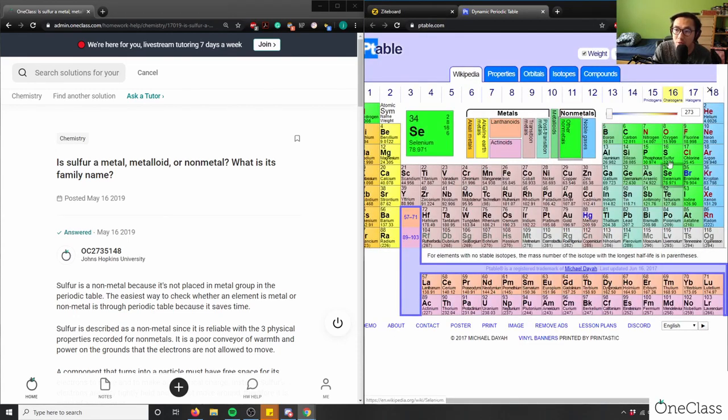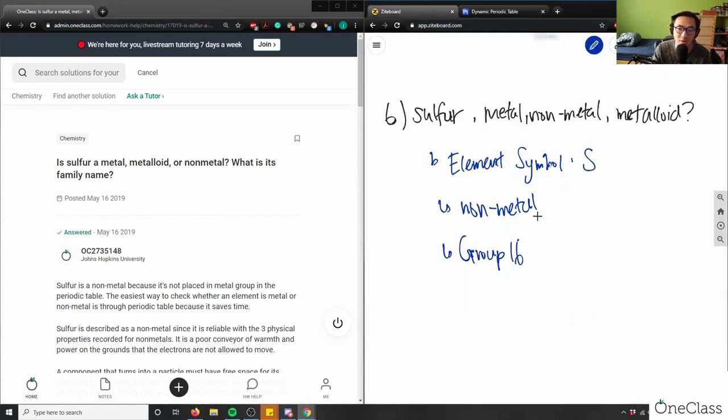And if you don't know it's group 16, this is group 1, 2, and you can count all the way here. This here is 16. The vertical columns are the first vertical column, second, third, fourth, all the way up to this here, the 16th. So I'm going to say this here is our answer. It's a non-metal, and it's group 16.